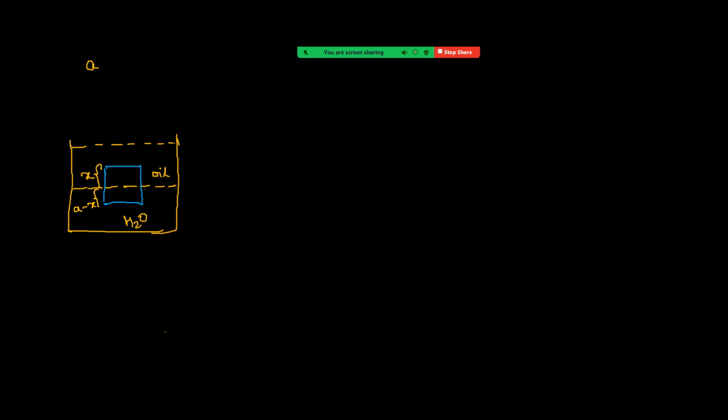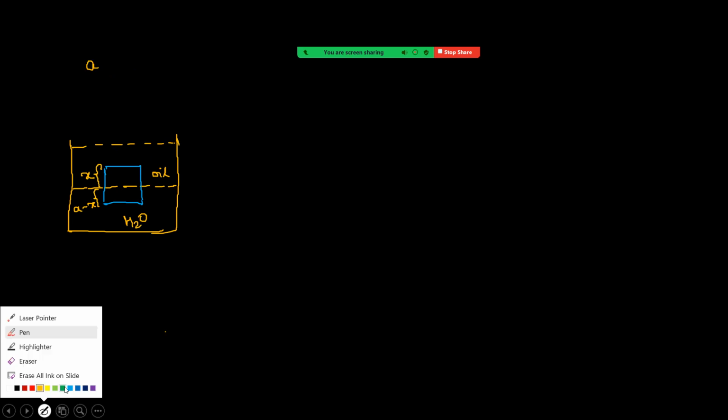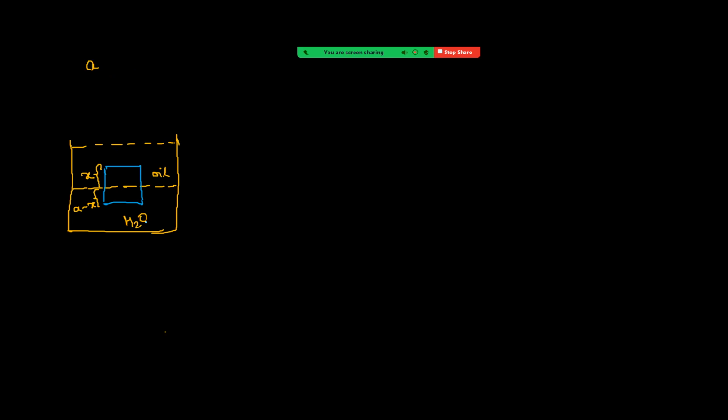Now see what we are doing here. I'm calculating the pressure at the top surface and the pressure at the bottom surface. Then pressure difference into area gives us the upward force, and that should balance the weight of the ice block. Let us see now.